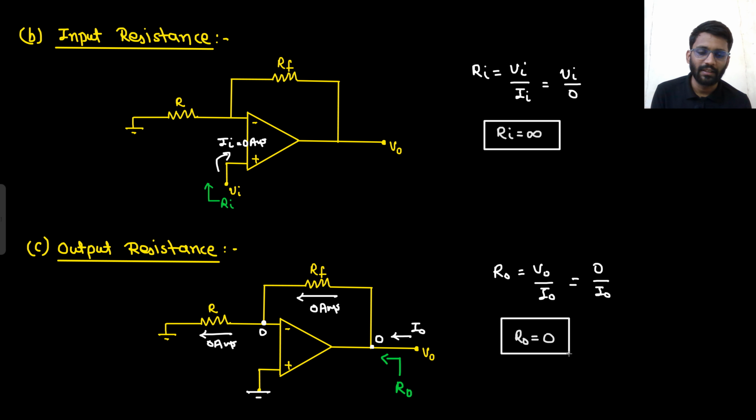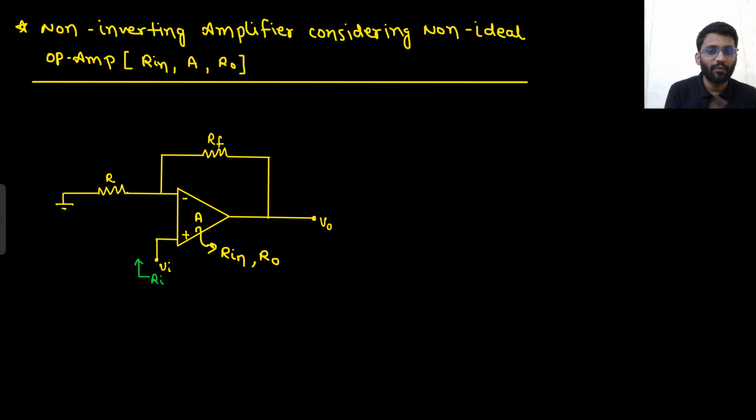So these are the three parameters: voltage gain, input resistance and output resistance. Well and good. Let's try finding out the same parameters, but now we are considering the non-ideal case. So our op-amp has input resistance, it has a finite gain, and it has a finite output resistance as well. So how will you make the circuit? How will the circuit look?